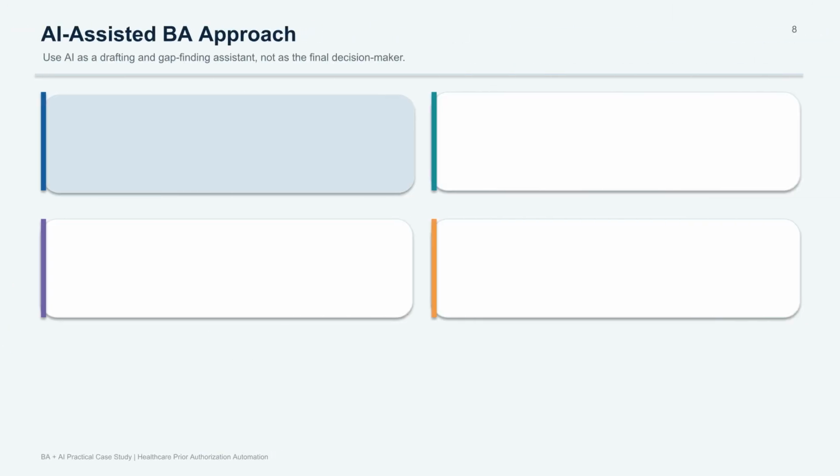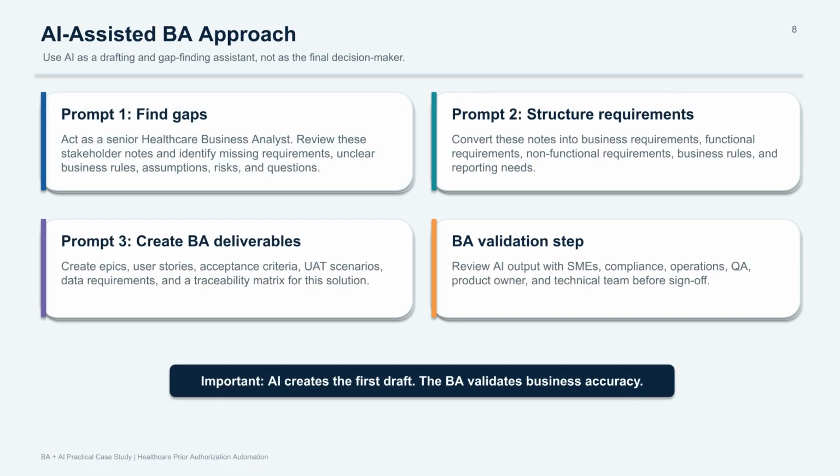AI becomes useful when the BA uses it as an assistant, not as the decision maker. The BA can use AI to summarize stakeholder notes, identify missing information, draft requirements, create user stories, generate acceptance criteria, and prepare UAT scenarios. But the BA is still responsible for checking accuracy, confirming rules, and making sure the solution matches the real business process.